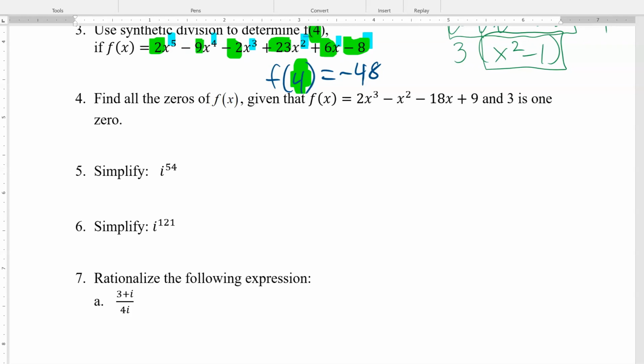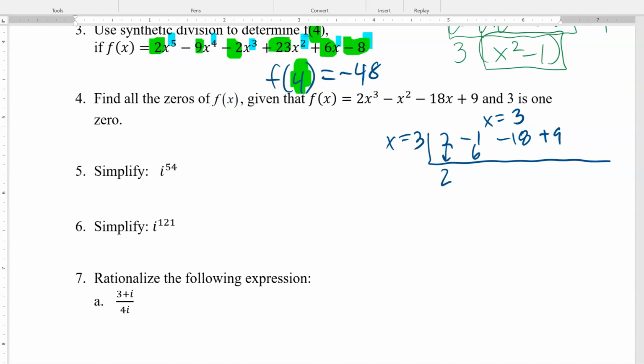Find all the zeros given that. So I know that x equals 3 is a 0. I want to factor that out. The easiest way for me is to do that synthetically. 2x cubed minus 1x squared minus 18x plus 9 are my coefficients. X equals 3. Bringing that down, we get 2. 2 times 3 is 6. 5 times 3 is 15. Negative 3 times 3 is negative 9, which zeroes it out. So we just factored out x equals 3.